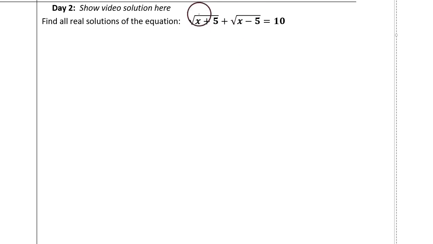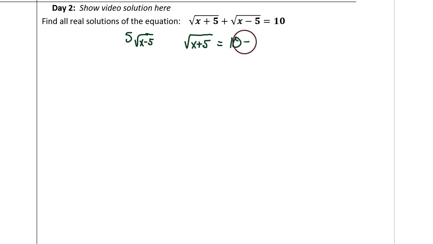Now, in the bell work, I'm going to solve this using algebra. First, I'm going to subtract the square root of x minus 5 to cause it to move to the right side. The problem will become the square root of x plus 5 is equal to 10 minus the square root of x minus 5. Next up, square both sides of the equation. On the left side, when you square the square root, it cancels away, leaving x plus 5.